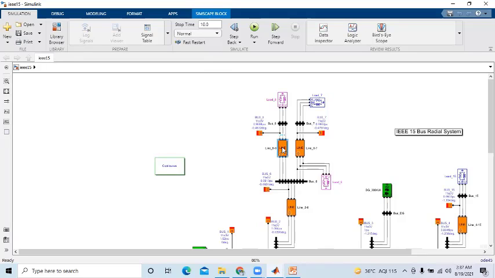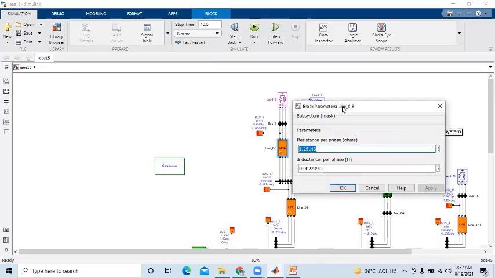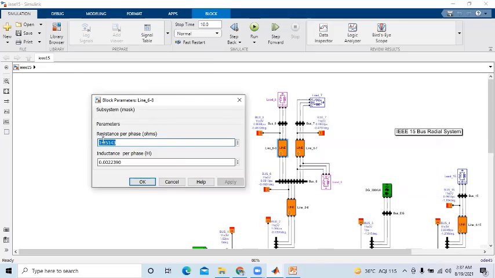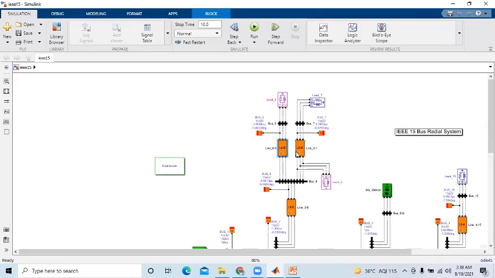The transmission lines are defined by the resistance per phase of 1.25143 ohms and the inductance per phase of 0.0022390. This is the line section 6-8, between bus number 6 and bus number 8. A similar section has been connected in parallel for the line 6-7, which has been connected between bus number 6 and bus number 7.